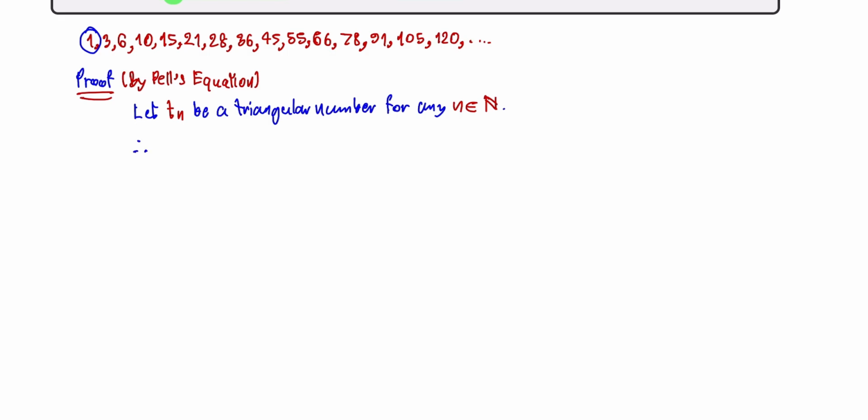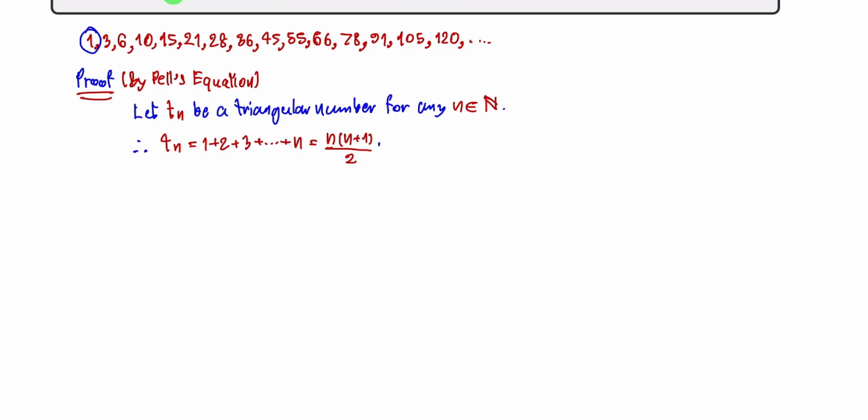Then what happened to T of n? T of n is going to be the sum of consecutive numbers from 1 to n. So it's going to be 1 plus 2 plus 3 all the way to n, which is n times (n plus 1) over 2. All right.